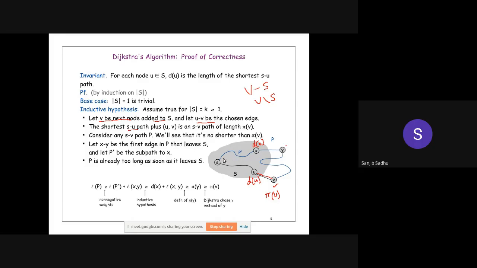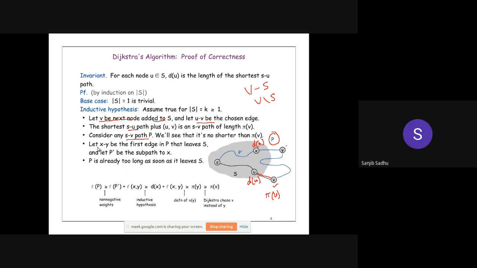There may be some other path like this which gives me the shortest value of the path from S to V. We call that path P. So this S to V path is P. You are saying that this is the shortest path. Okay, I am assuming you are correct. Fine. Now I will show you that you are wrong by proving that it will be less than this.